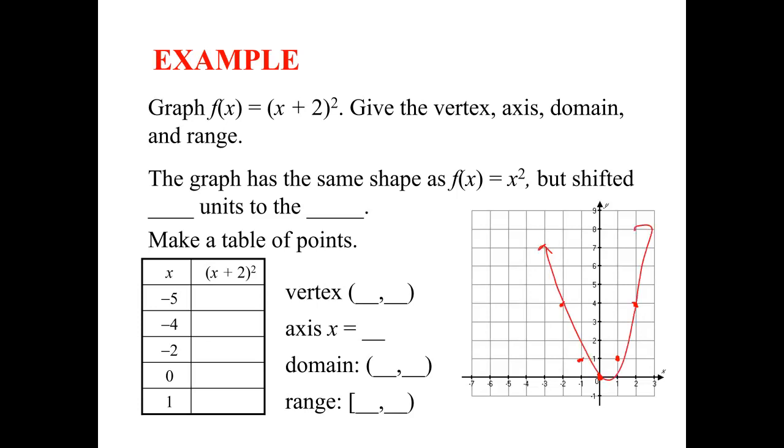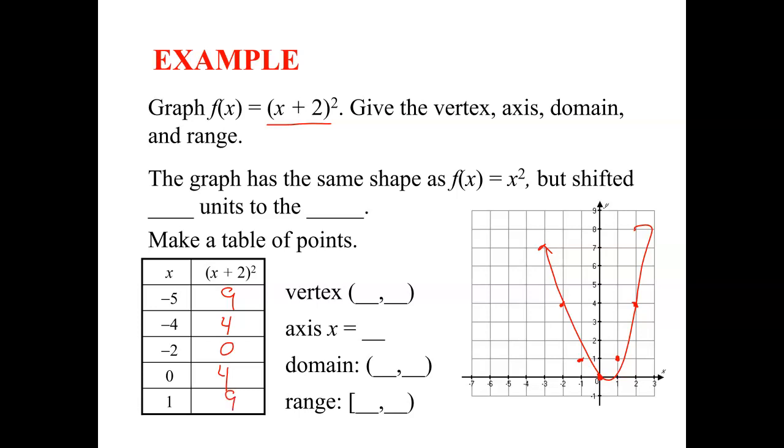Okay, parent function. So we're going to take our new one, our transformation, x plus 2, and then we want to square it. So we have to follow our order of operations. Let's start at negative 5. Negative 5 plus 2 gives me what? Negative 3, and then square it. What's negative 3 squared? 9. Negative 4 plus 2, negative 2 squared. Negative 2 plus 2, 0. Squared is still 0. 0 plus 2 squared. And then 1 plus 2 squared.